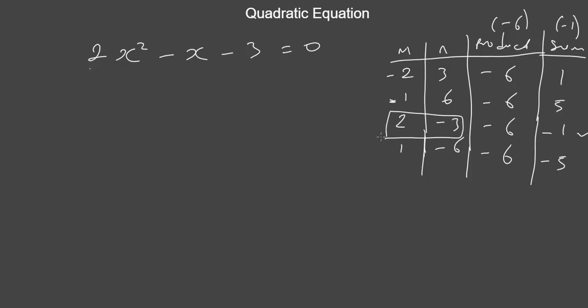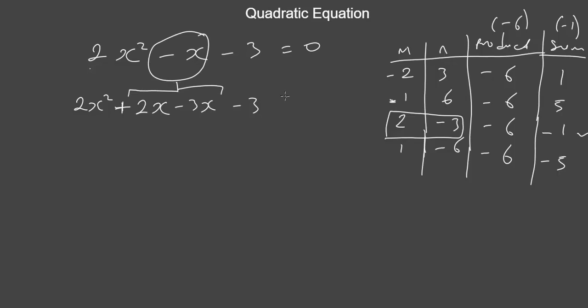So what you do here is you just take this 2x squared, and replace the middle term with what you have here, just attach x to them. So this becomes plus 2x, since this is positive, and minus 3x. Then you just write minus 3. So we are just replacing this one with the whole of this, right? So this is equal to 0.